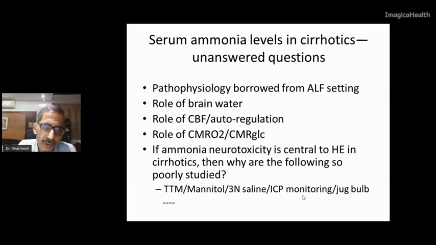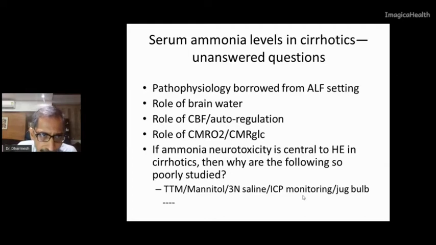The unanswered question is, what is the role of brain water? There are very few studies, very few and far between, which have looked at the concept of cerebral edema in the setting of chronic liver disease, even in the setting of ACLF. Most studies have quoted this figure to be 5 to 8%, but I think it is actually much, much higher, and the literature is really found wanting in this particular area.